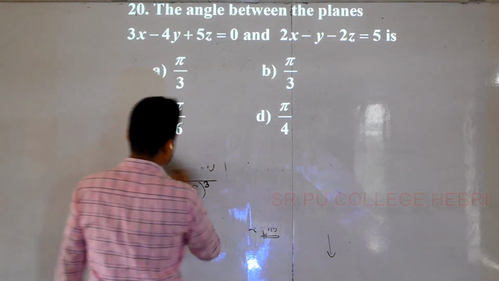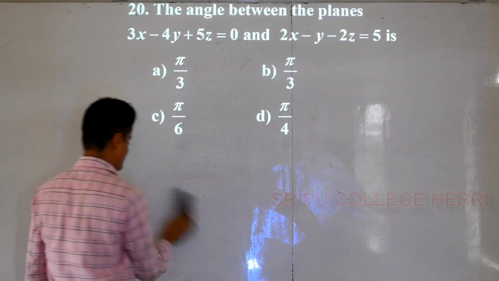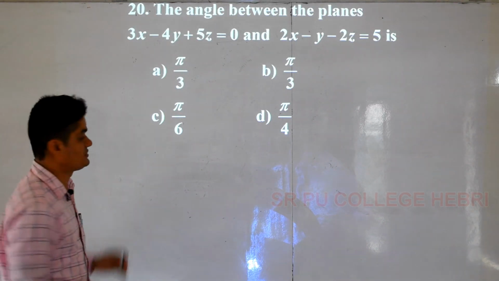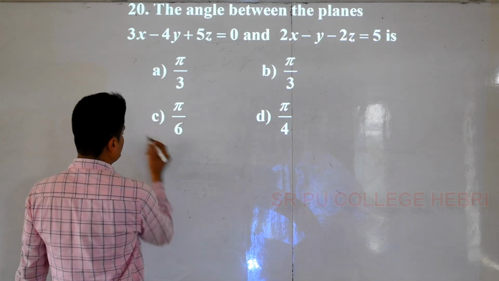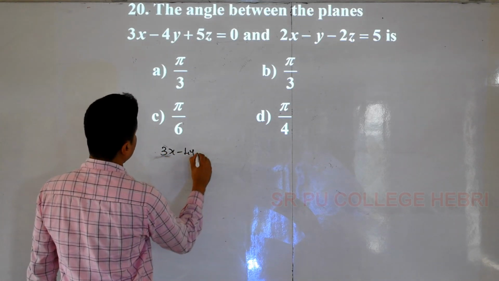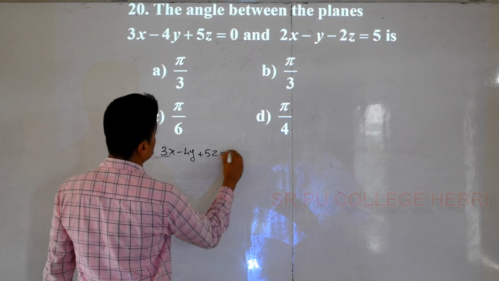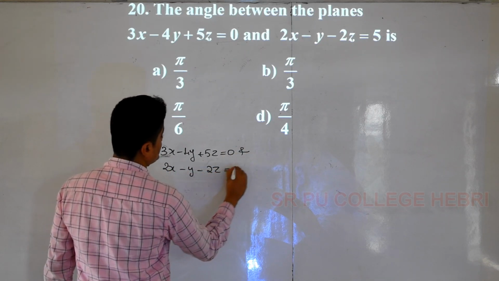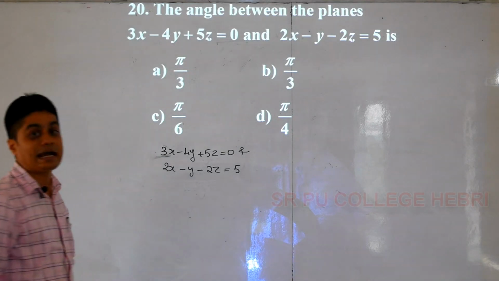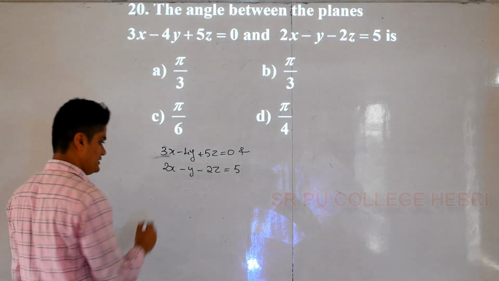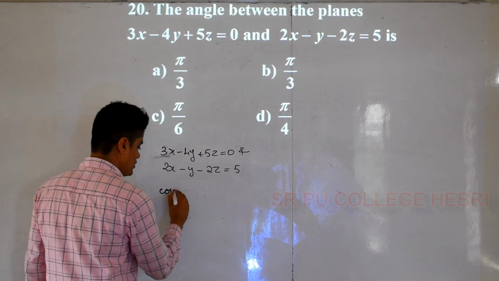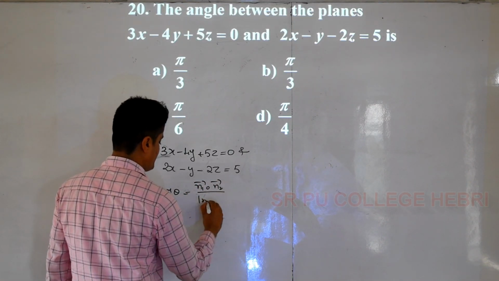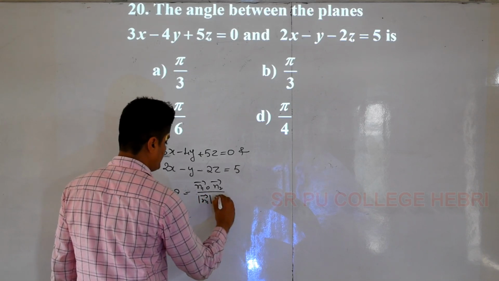This is from which chapter? Can you tell me? Yes, 3D geometry. Okay, we have to find out the angle between two planes. Which are the two plane equations? 3x minus 4y plus 5z equal to 0 and 2x minus y plus 2z is equal to 5. So we have to find out the angle between two planes. Do you remember? What is the formula? Cos theta is equal to vector n1 dot vector n2 divided by magnitude of vector n1 into magnitude of vector n2.